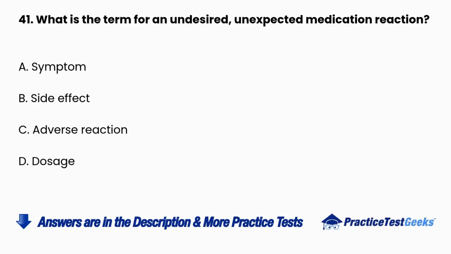41. What is the term for an undesired, unexpected medication reaction? A. Symptom. B. Side effect. C. Adverse reaction. D. Dosage.